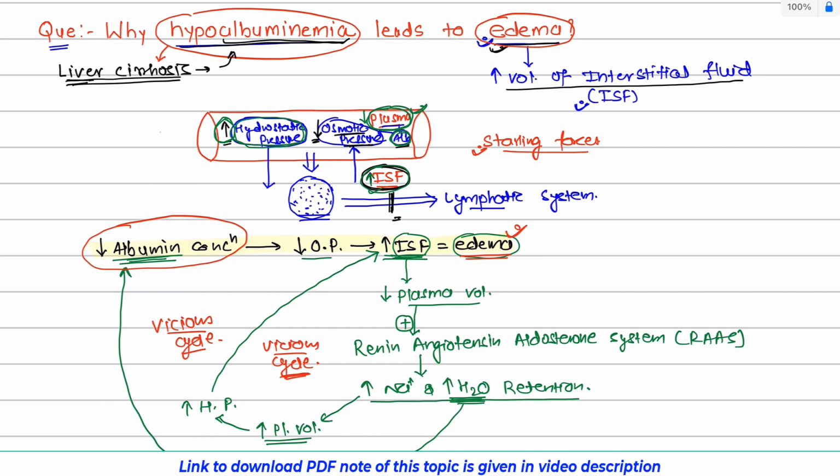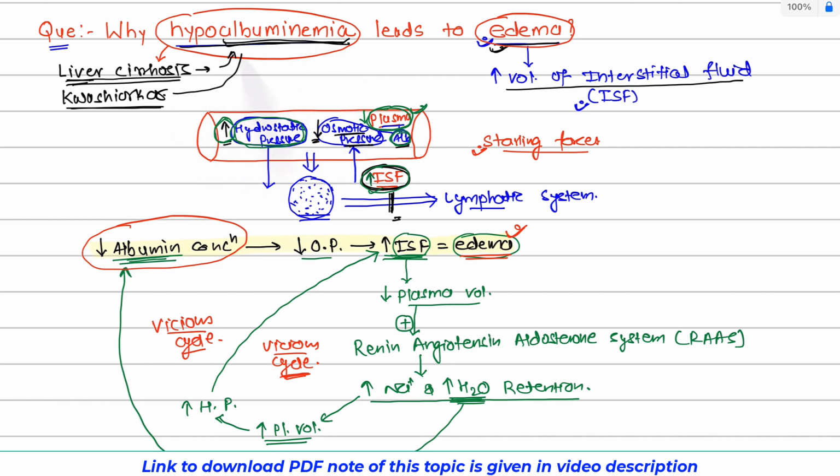The second common condition is the severe malnutrition known as Kwashiorkor. In Kwashiorkor, there is protein energy malnutrition with a special emphasis on protein malnutrition. As protein is not there in the diet, the liver cannot find raw material for the synthesis of albumin. So in this condition also, hypoalbuminemia occurs.